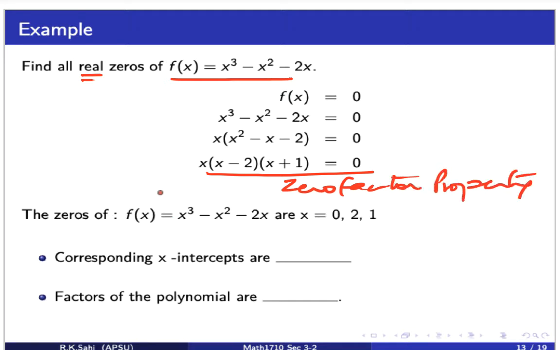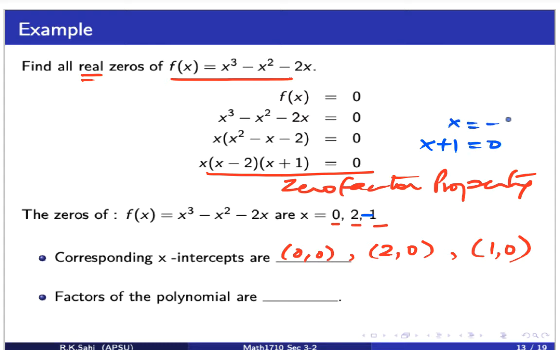That tells us the zeros of the function are either x is 0, or x is 2, or x is 1. So what are the corresponding x-intercepts? The corresponding x-intercepts are (0, 0), (2, 0), and (1, 0). Oh, minus 1, I forgot. This is minus 1. Remember, it's x plus 1 equals 0, so x is minus 1.